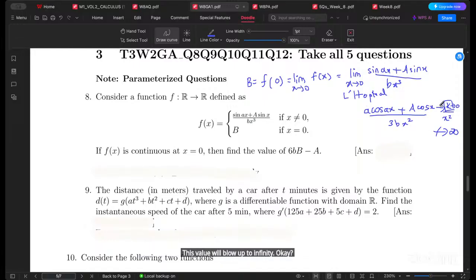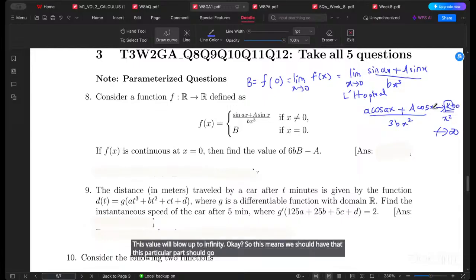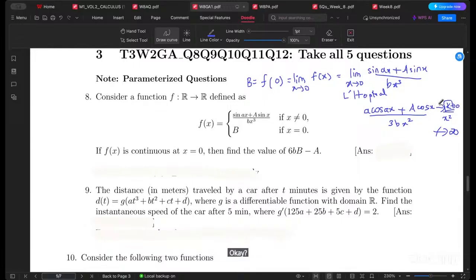Okay? So this means we should have that this particular part should go to 0. So that is the hint for you. If this goes to 0, the numerator goes to 0. From that, how will you find a? I cannot say more than this. Try it. I have given the maximum hint. That's all. There is nothing more than this.